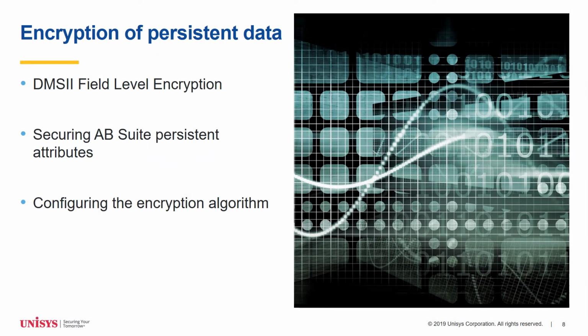AB Suite 7.0 allows you to use DMSII field-level encryption for encrypting data in an MCP runtime database. You can secure a persistent attribute and set up your configuration with the encryption algorithm of your choice.